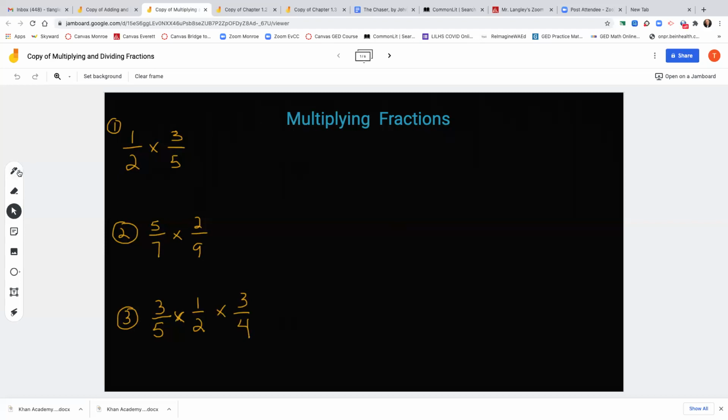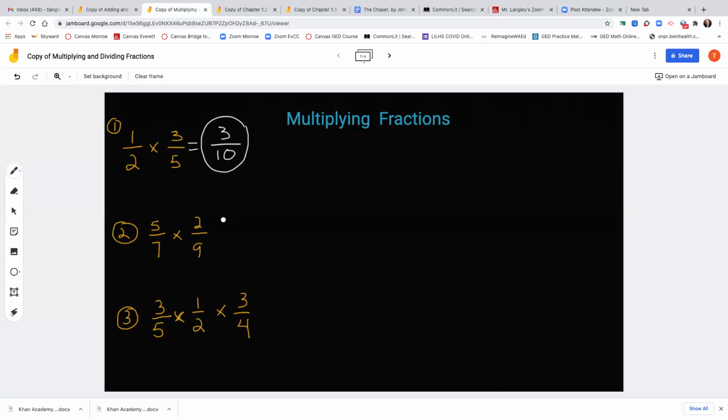Having said that, let me grab the pen here. The first problem is 1/2 times 3/5. The basic principle is that you multiply your top numbers times each other: 1 times 3 is 3. And multiply your bottom numbers times each other: 2 times 5 is 10. Then the last question you ask yourself is, can I reduce? Nope, can't. So there's my final answer.